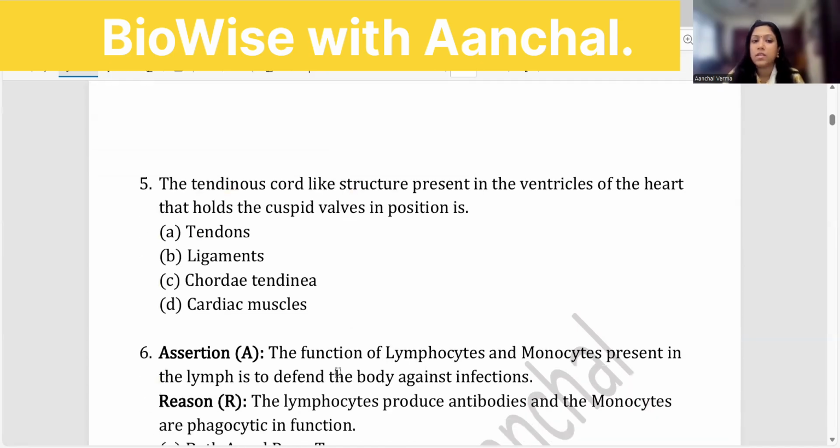The tendinous cord-like structure present in the ventricles of the heart that holds the cuspid valves in position. Now this one, ventricles of the heart, where tendinous cord. Now this can be used as terms when we'll be doing structure and location. So location of chordae tendineae, you can write tendinous cord present in the ventricles of the heart that hold the cuspid valves. So I told the answer. The answer is chordae tendineae.